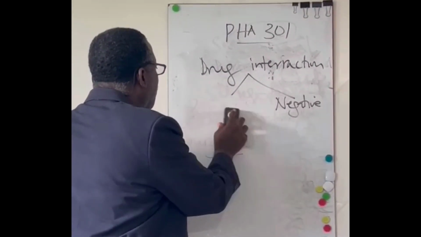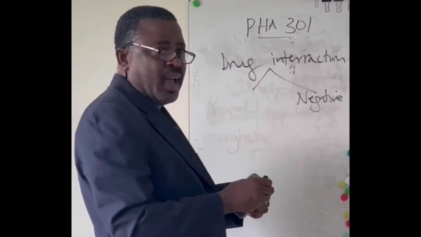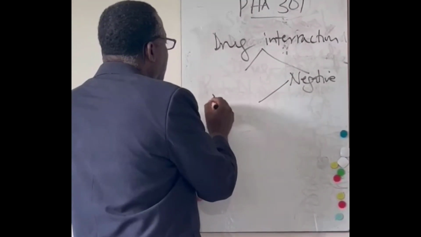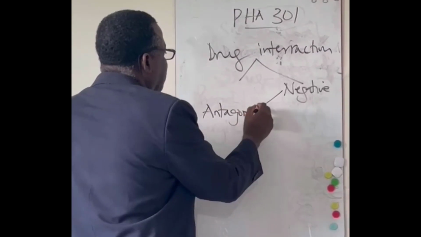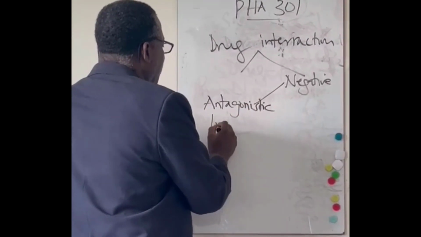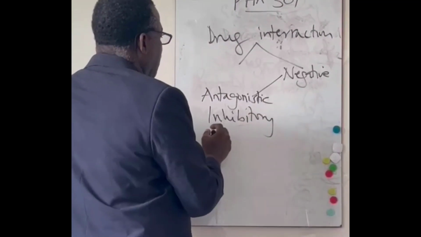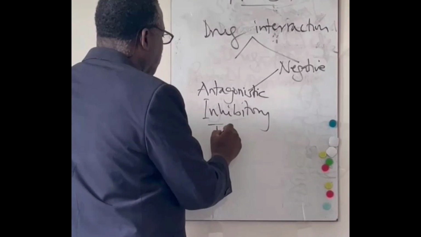But if you talk of negative reaction, there are 3 types of negative reaction. That they call antagonistic, you have inhibitory, and then you have what we call toxicity.